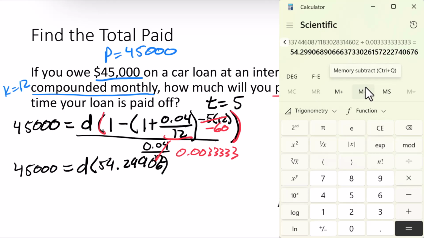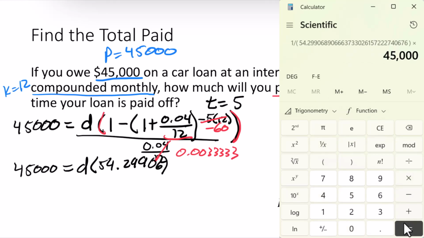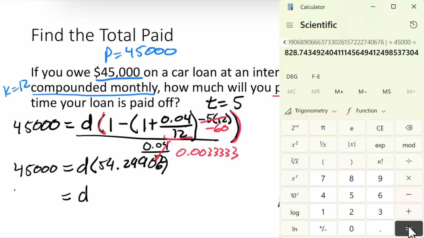And to find out what D is, I'm going to divide both sides by this number. So I'll click the reciprocal button and multiply by 45,000 to do that. And that tells me that my monthly payment is going to be $828.74. Now, this is not the question that they asked.